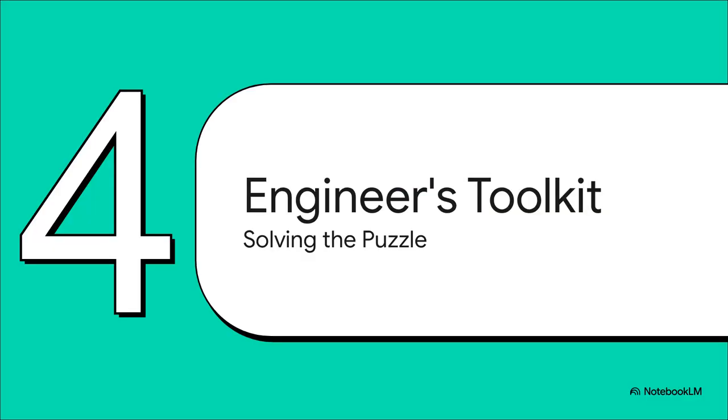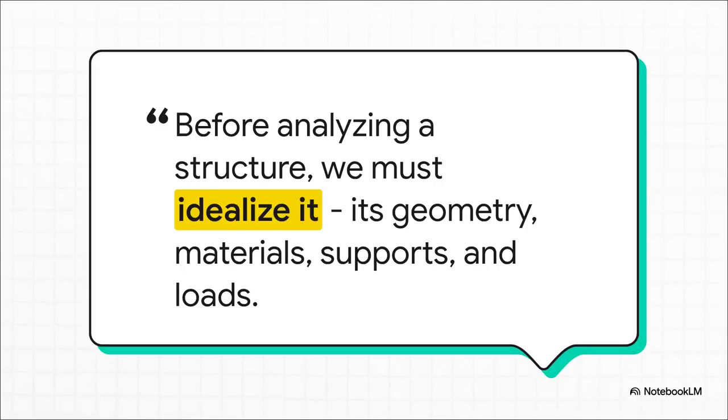So the question is, how do engineers actually solve this puzzle? What tools do they have in their toolkit? Well, let's take a look. Engineers use a systematic process and some really powerful methods, which we're about to learn about right now. This quote from the famous author R.C. Hibbeler is a golden rule. What it means is that before you can analyze real-world complexity, you have to simplify it into a solvable model. We call this process idealization.